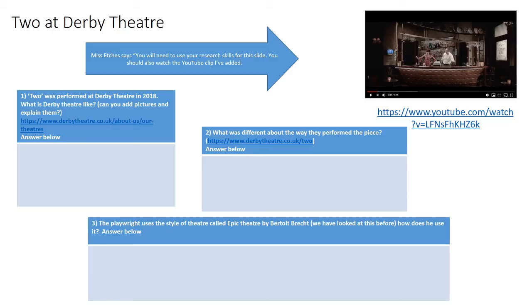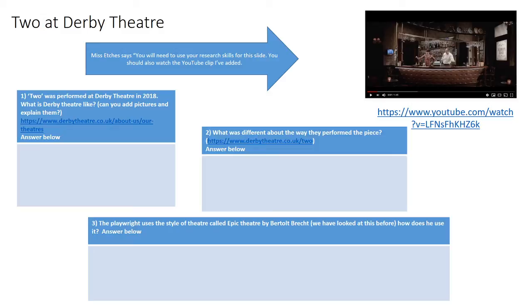Note that at the top, I've just said you'll need to use your research skills for this slide. You should also watch the YouTube clip, as I mentioned. You'll then answer the 3 questions. Again, if you don't want to use my structure on this PowerPoint, please feel free to use your own, but ensure that all the questions are answered. So, number 1, 2 was performed at Derby Theatre in 2018.